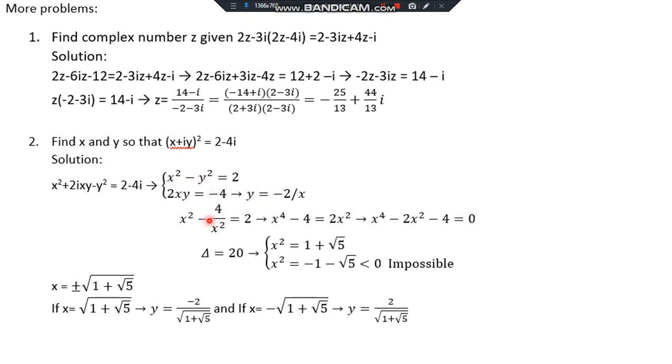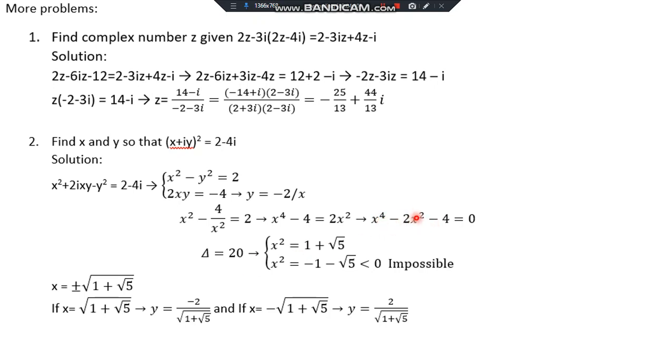So you're going to get x squared minus y squared, you square this one, 4 over x squared, equal to 0. Same denominator: x to the fourth minus 4 equals 0, and you cancel the denominator. You have an equation that can be reduced to second degree, where the unknown is not x, but x squared. So delta here, b squared minus 4ac, is 20.